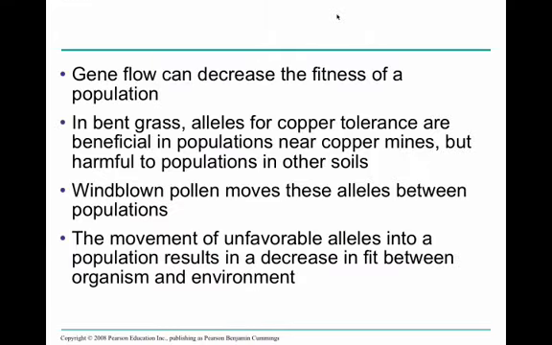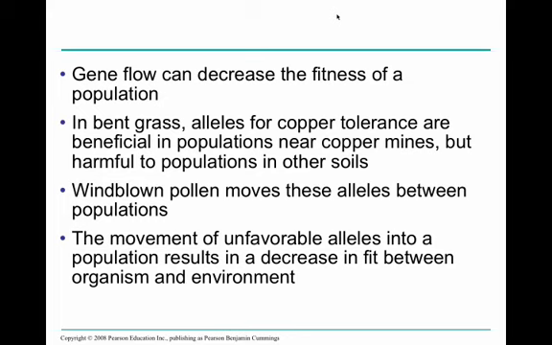Anyway, now you might say, okay, so gene flow is good, right? It improves a population. Not always. Gene flow can decrease the fitness of a population. And the example they give in your book is an organism called bentgrass. Now, alleles for copper tolerance are beneficial for populations that live near copper mines, where there's a lot of copper in the soil that's generally toxic in non-tolerant plants. Wind-blown pollen moves these alleles between populations.